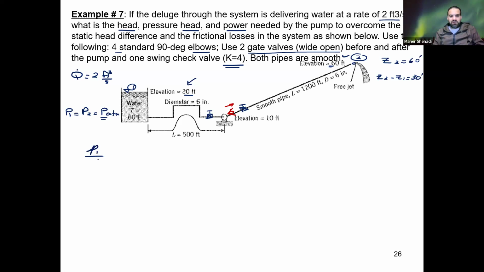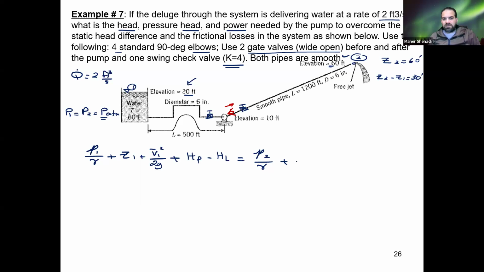So it's P1 over gamma. We have water, so that's gamma water, plus Z1 plus V1 square divided by 2G plus the head of the pump minus head loss. I don't have any motor, so I'll skip that. Equals P2 over gamma plus Z2 plus V2 square divided by 2G. So those two pressures, they're going to cancel this with that because both are atmospheric.